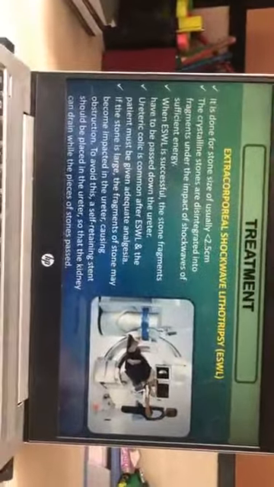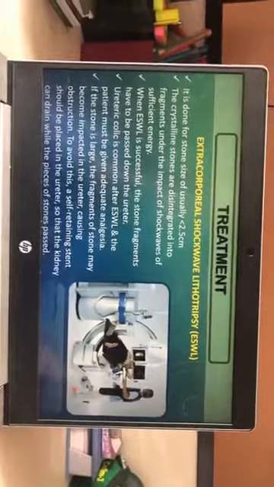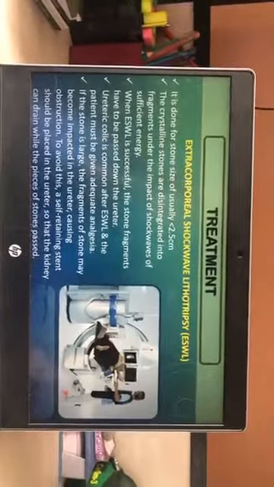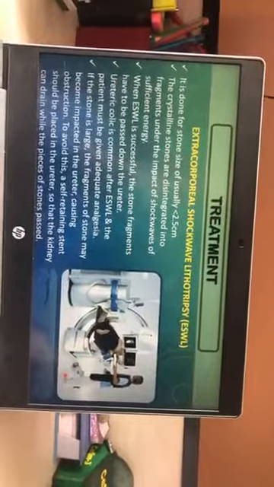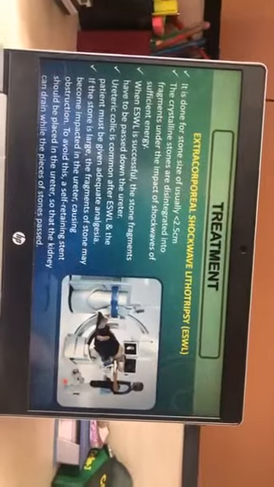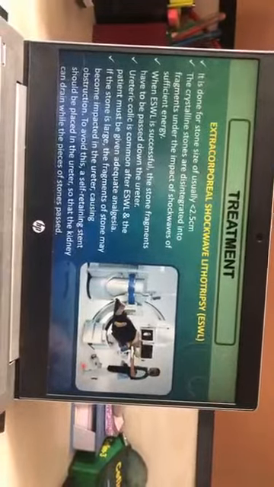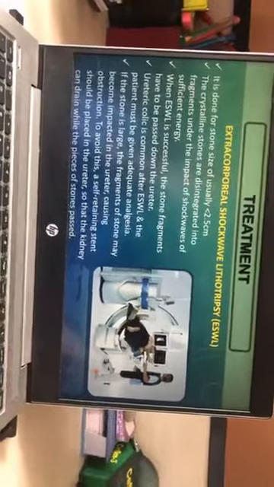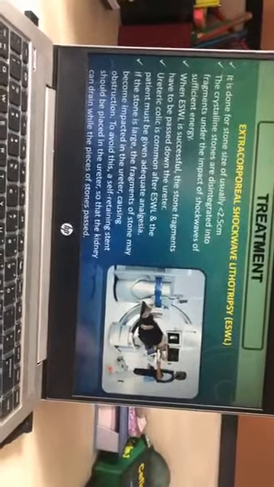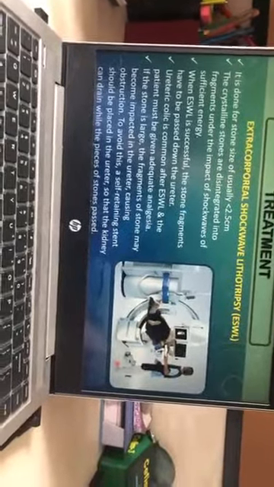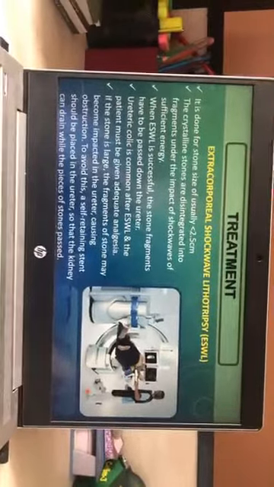So, this is about extracorporeal shockwave lithotripsy. It is done for stone size usually less than 2.5 centimeter. The crystalline stones are disintegrated into fragments under the impact of shock waves of sufficient energy. When ESWL is successful, the stone fragments have to pass down the ureter. Ureteric colic is common after ESWL, and the patient must be given adequate analgesia. If the stone is large, the fragments may become impacted in the ureter, causing obstruction. To avoid this, a self-retaining stent should be placed in the ureter so that the kidney can drain while the pieces of stone pass.